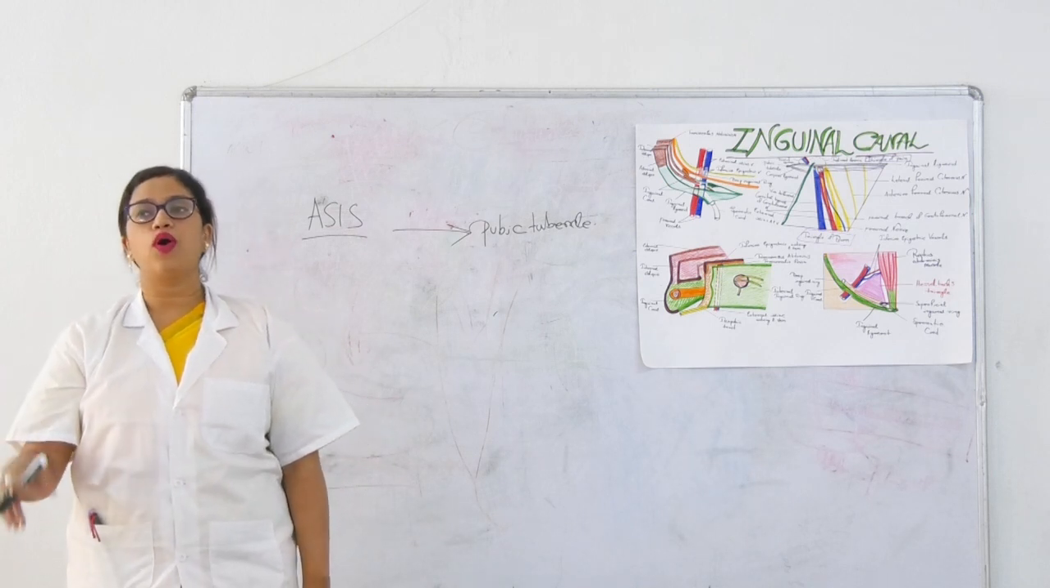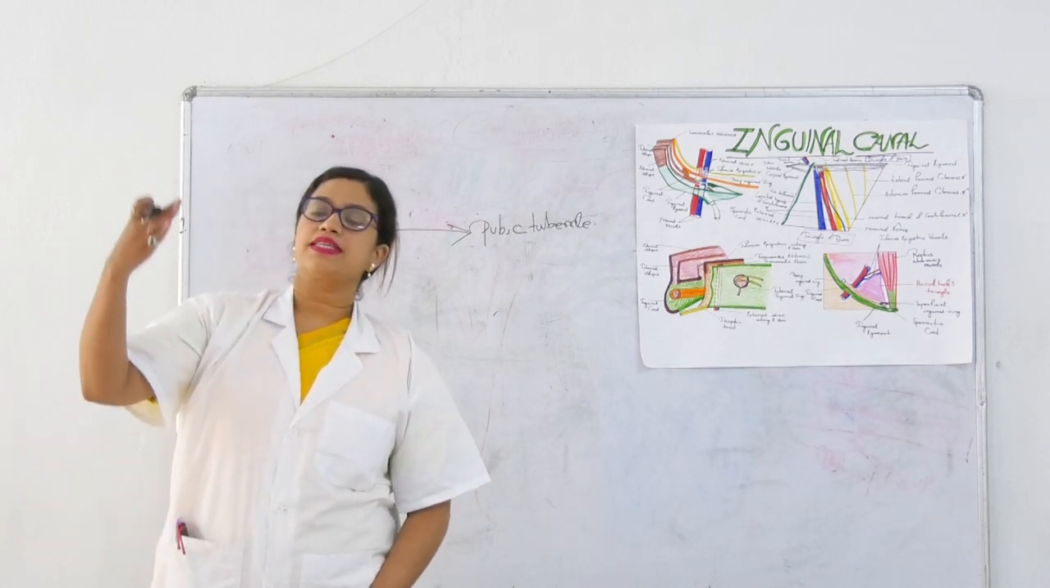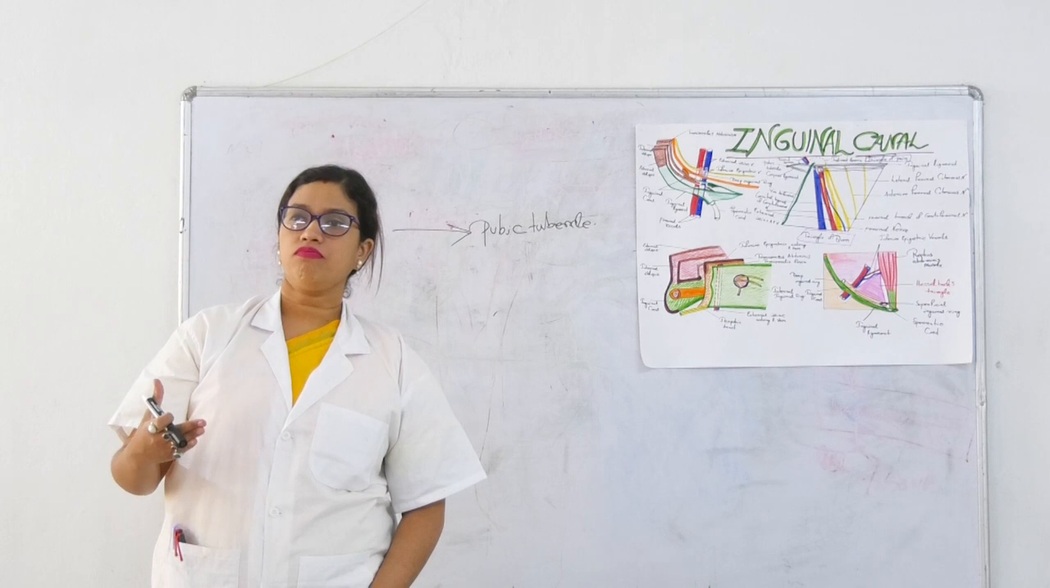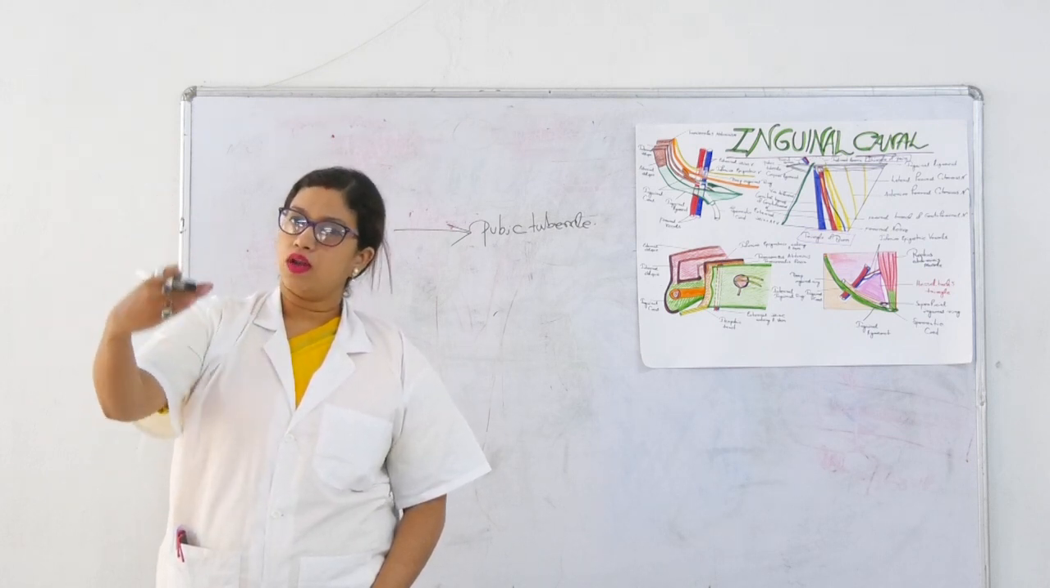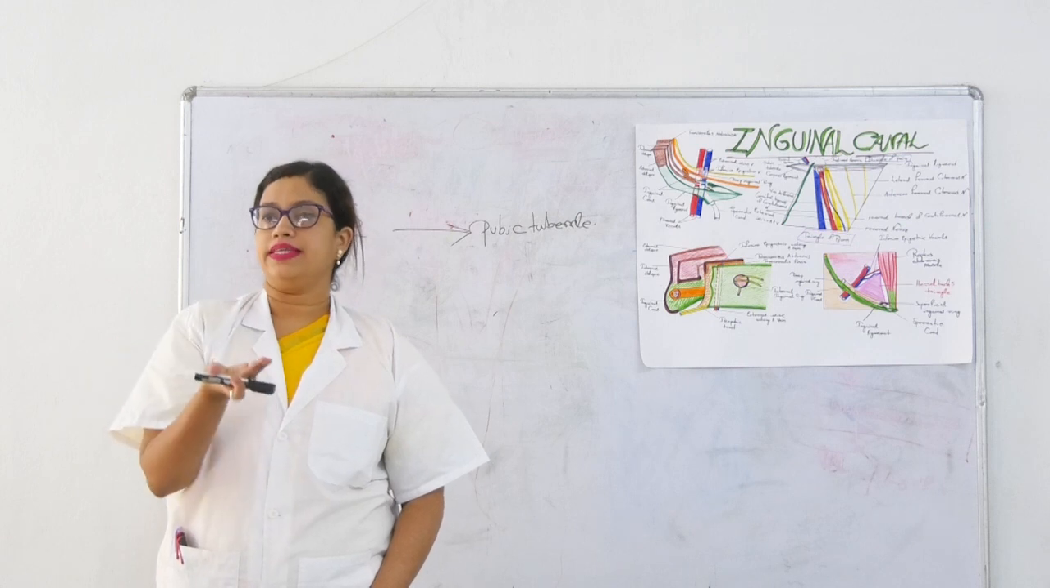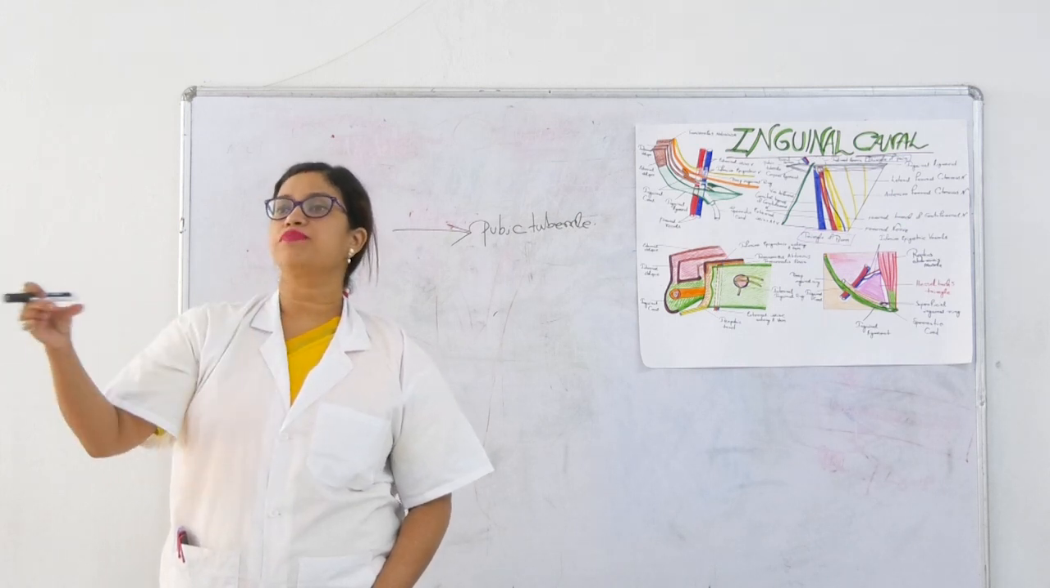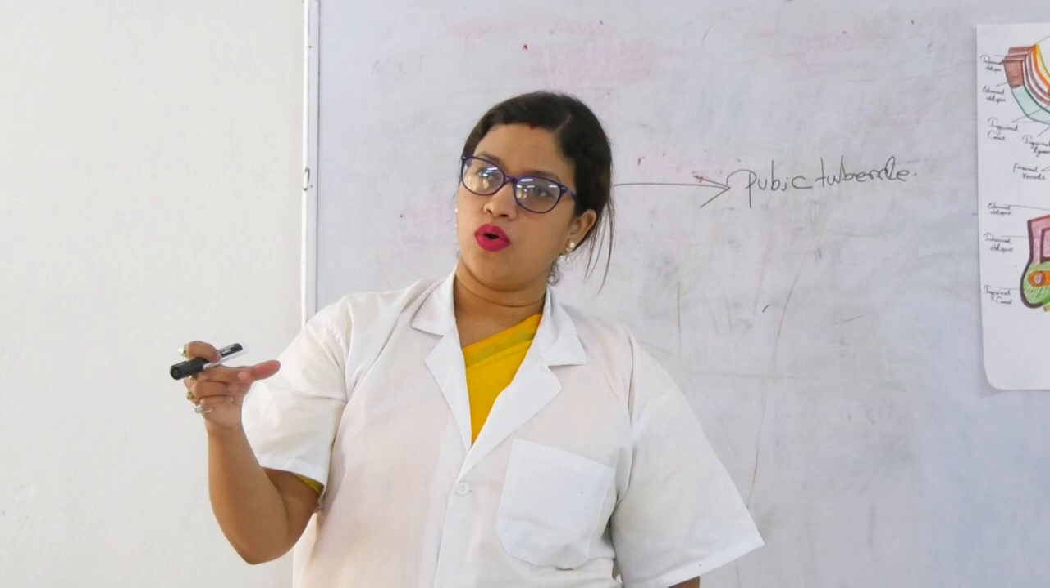How is the slit formed? Outside, which muscle is there? It is the external oblique. The external oblique will make the slit downwards. That's why it is making the canal.